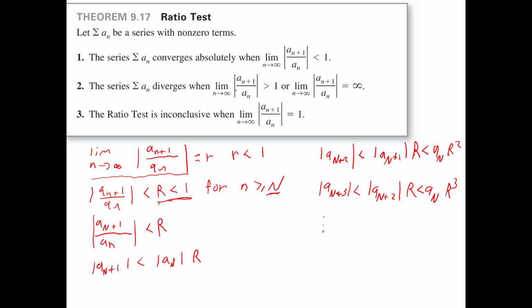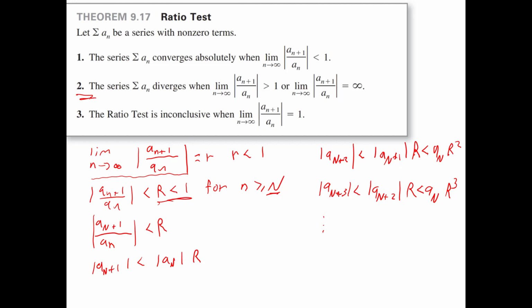Likewise, if you look at the limit of the ratios, and if your ratio is bigger than 1, then that pretty much tells you that eventually your series is increasing. And if your series is increasing, then your terms can't go to 0. And if your terms can't go to 0, then your series has to diverge, which is what number 2 was telling you.